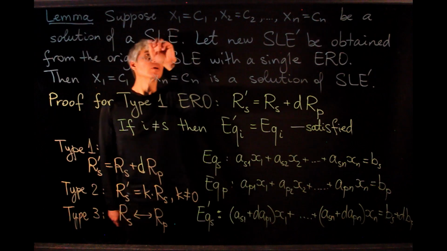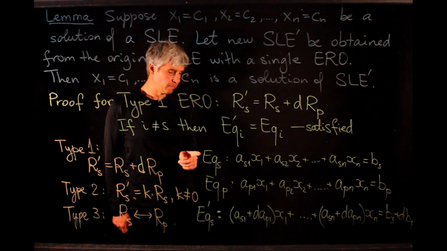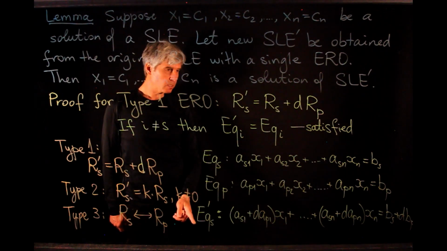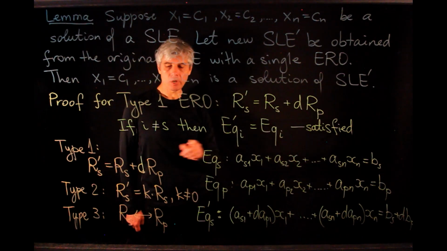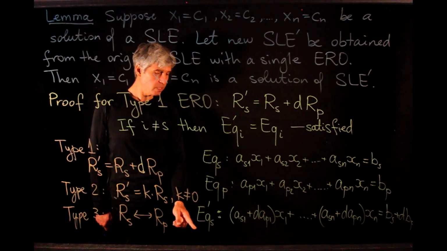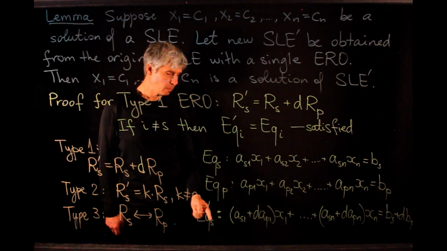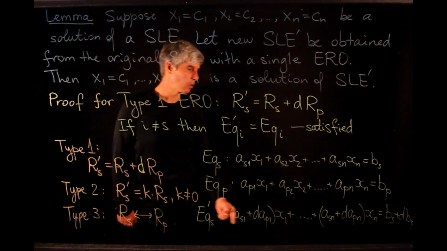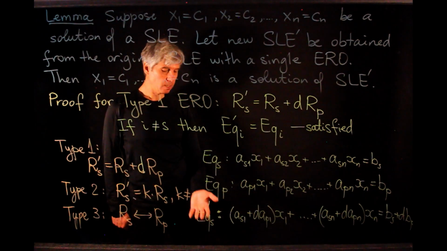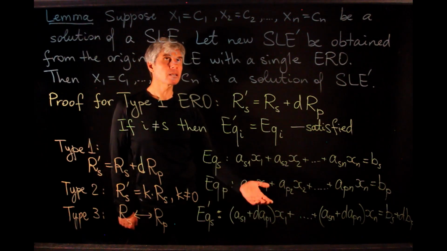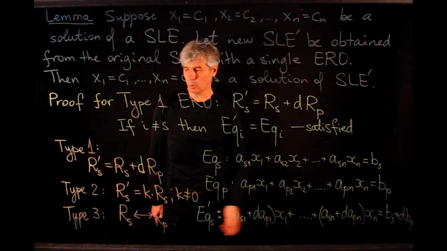We need to show that if our solution satisfies all equations of the old system, then it will also satisfy all equations in the new system. For equations different from equation S, we already know this. So all we need to do is verify that our solution of the old system satisfies equation number S of the new system. So we do this by making a substitution. We take the new equation number S and plug in our solution in this equation, and we need to verify that this equation will hold.